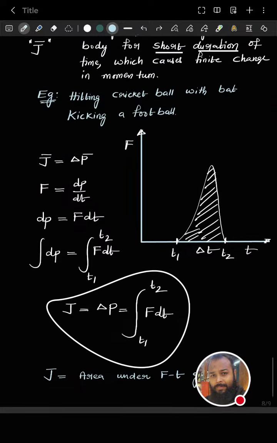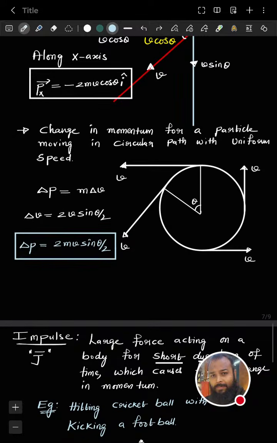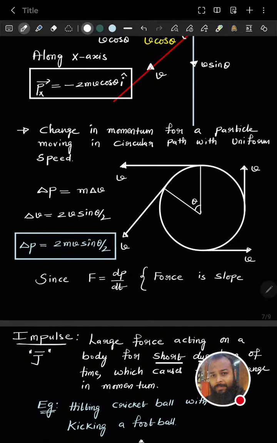So force is the slope of the P-t graph. I can say that also. Since F is equal to dp by dt, is it in the form dy by dx? So force is the slope of the linear momentum-time graph. Okay? Right, very nice.